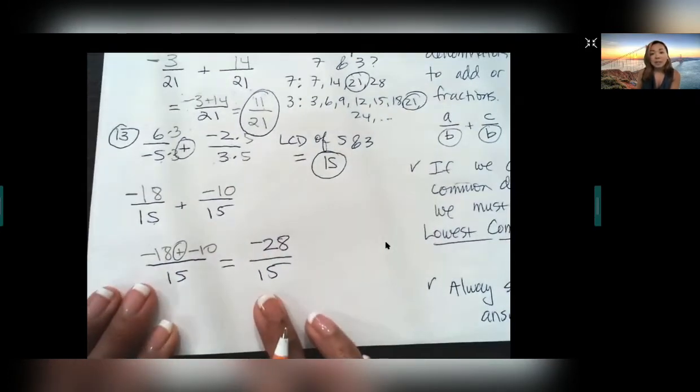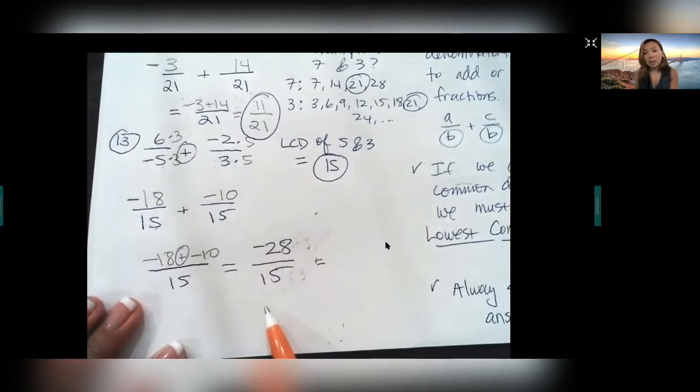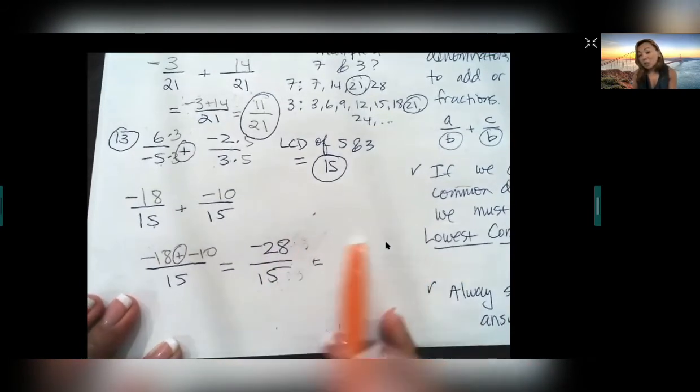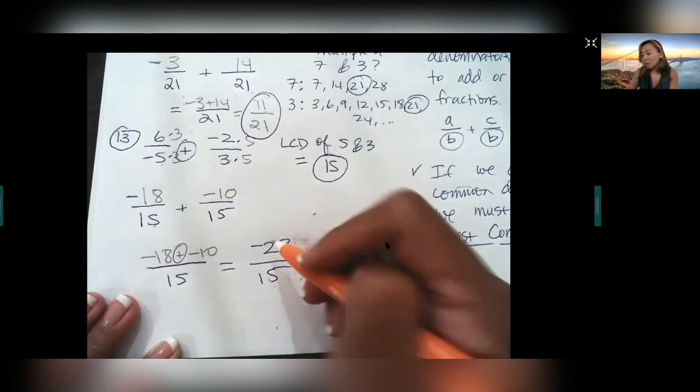Is this my final answer? So here I ask myself, for 18 and 15, can I divide them by any number? And the answer is yes. Like 5, I could divide 15 by 5 and 3, but 18, I cannot divide by 5, only by 3. So therefore, this would be the final answer.